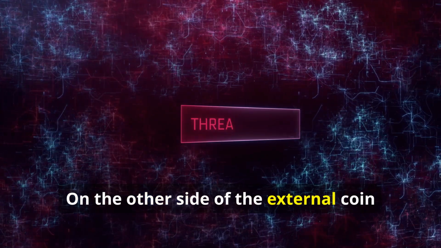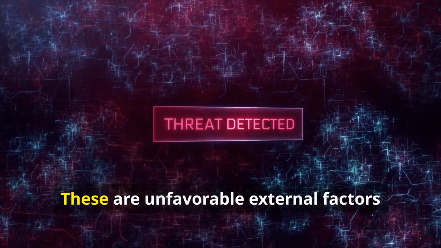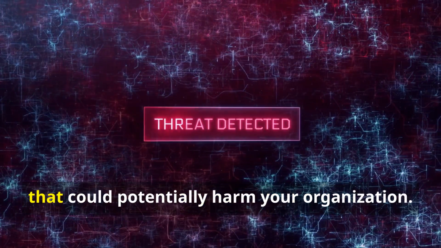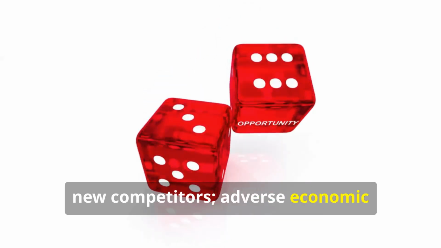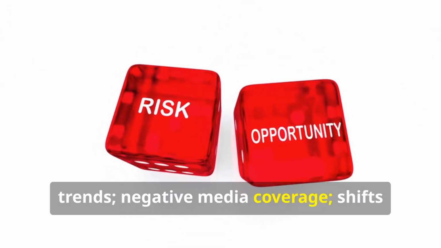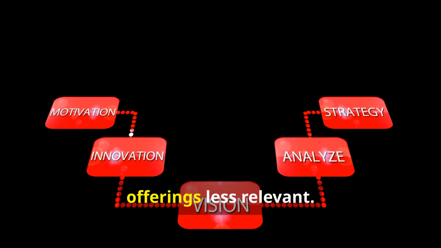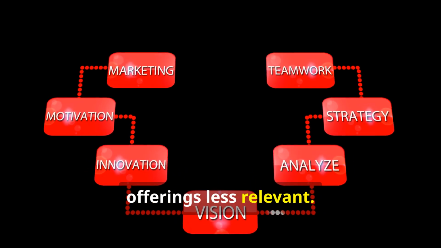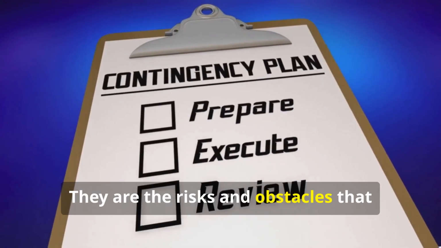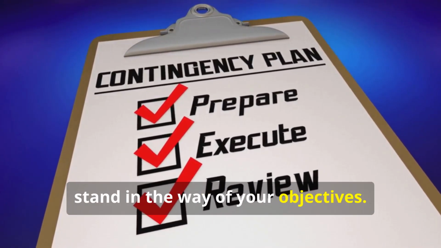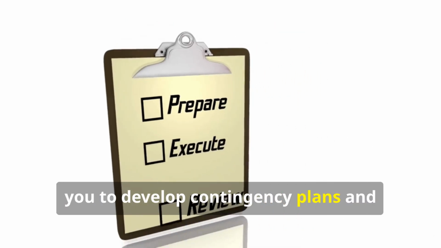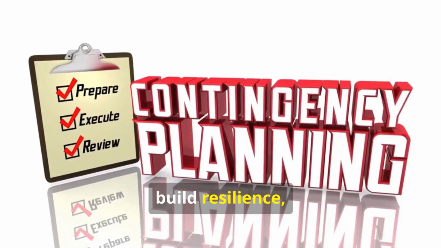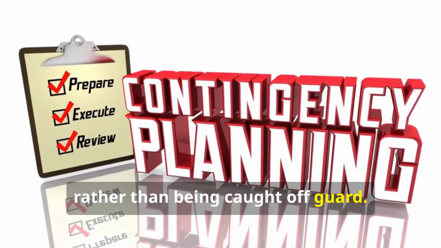On the other side of the external coin are threats. These are unfavorable external factors that could potentially harm your organization. New competitors, adverse economic trends, negative media coverage, shifts in consumer tastes that make your offerings less relevant. They are the risks and obstacles that stand in the way of your objectives. Proactively identifying threats allows you to develop contingency plans and build resilience rather than being caught off guard.